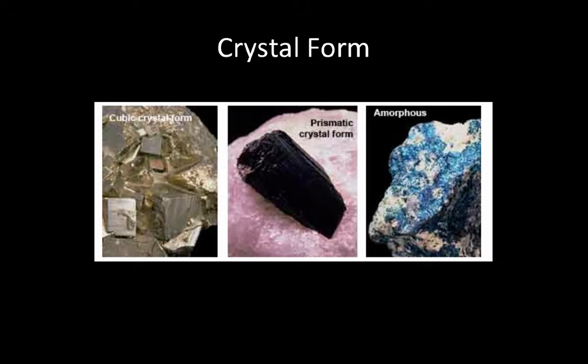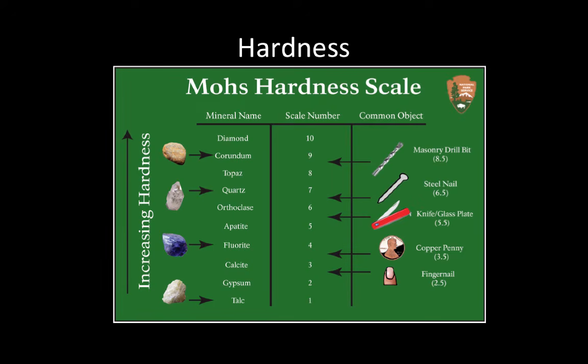The next thing we're going to talk about is crystal form. Crystal form is the external shape of the mineral crystal. We talked a lot about this last Friday when we did our self-arrangement. Mineral crystals line up and they're going to give us a specific shape. So in this one we have a cubic crystal form, a prismatic crystal form, and an amorphous crystal form. Certain minerals like salt or halite have cubic form. They're always going to look like these cubic shaped squares. Other ones don't form regular shaped crystals, so they're called amorphous. We'll look more at different crystal shapes later.